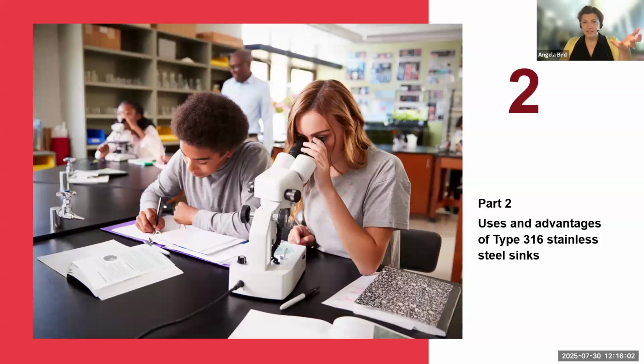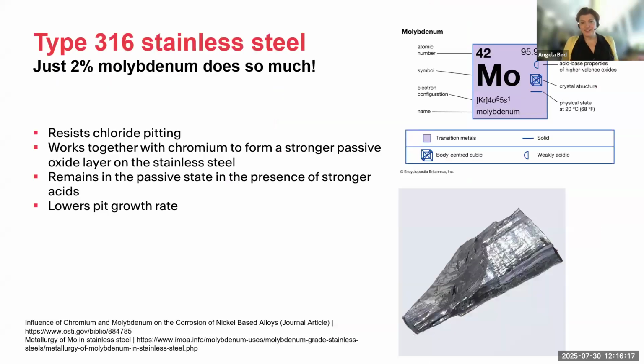So there is a type of stainless steel that chemically is a bit different, but it's a workhorse for commercial environments. And in this next section, we'll talk about type 316 stainless steel, what makes it unique and how it is used in the world today. Back to metallurgy.